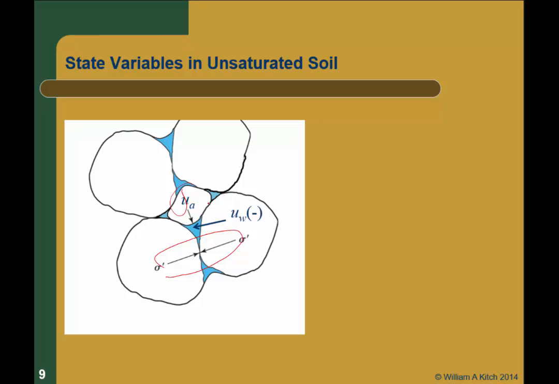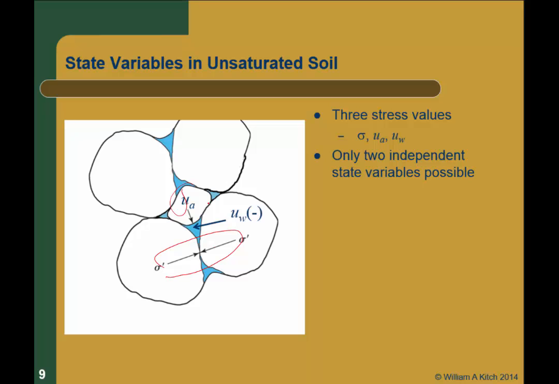So I've got three different stresses going on there, two pressures and one stress, and these are all related to the mechanical behavior of the soil for unsaturated soil. I call them stress values here, actually two of them are pressures, but because of the interrelationship between them, and I'm not going to explain this too much, there's really only two possible independent state variables I can have. I can't have three because of the interrelationship between these three.